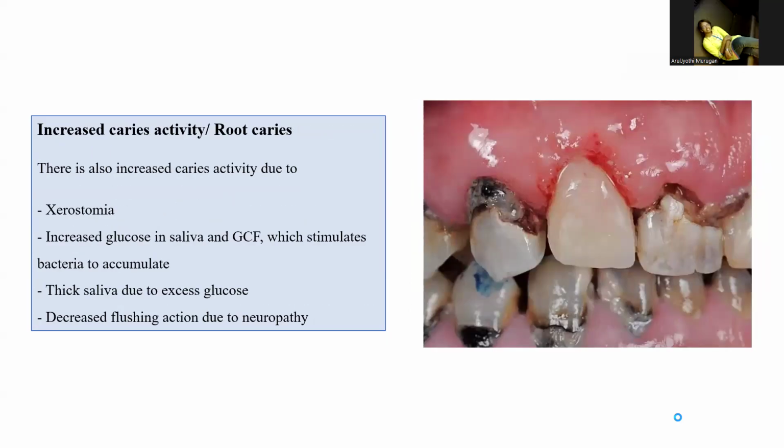Patients with diabetes mellitus are also more prone to the formation of root caries, or increased caries activity, majorly root caries. This is due to coexisting complications like xerostomia, which is dry mouth, and increased glucose level in the saliva and gingival crevicular fluid, which stimulates bacteria to accumulate in the cervical region, and thick, sticky saliva due to excess glucose, with decreased flushing action. As there is a low level of salivary secretion, the flushing action of the saliva is compromised, and the salivary flow is also decreased due to the neuropathy effect.